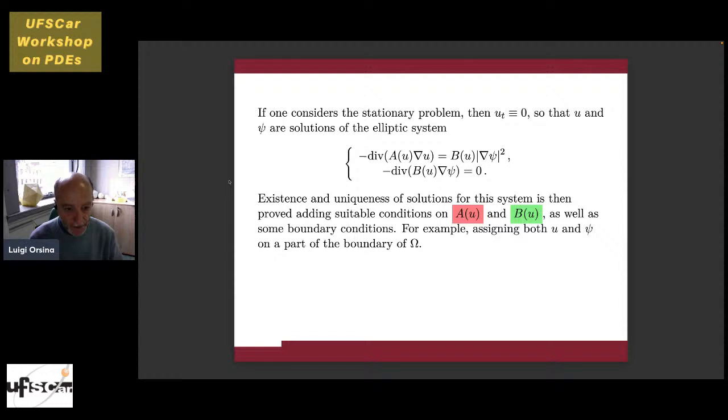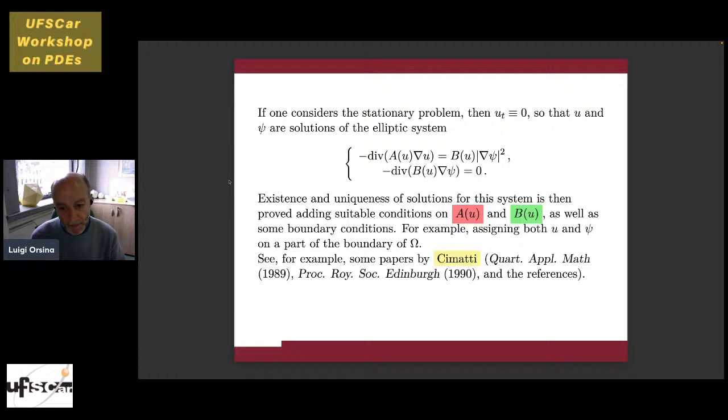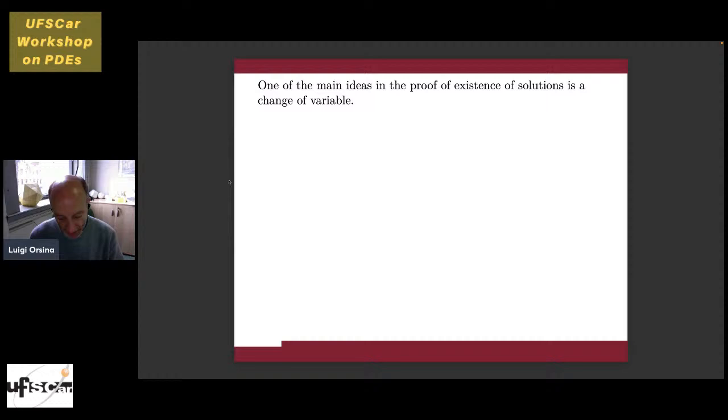So there are a lot of papers. I will quote here only some of them, by Cimatti, for example, in 1989, 1990. And I refer to all the references that are in there for all the possible cases in which this problem is studied. The main idea of the proof is a sort of change of variable, which allows you to work in a better way on the problem, not very easily, forgetting somehow the bad term. The bad term here is the coupling term, the term in which b of u gradient psi squared appears.